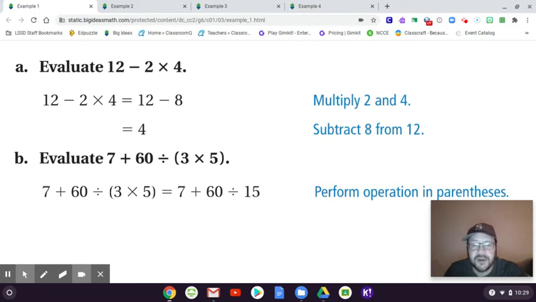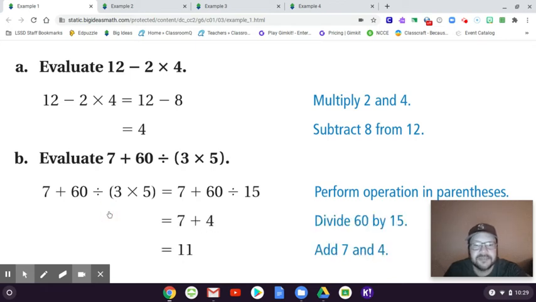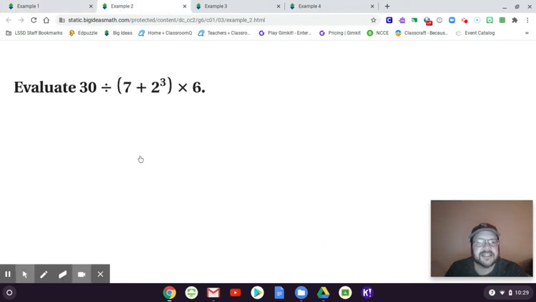Again, you should rewrite the problem now. The 7 is still in front, so it's now 7 plus 4. And our final answer ends up being 11. All right, moving on. Next example.